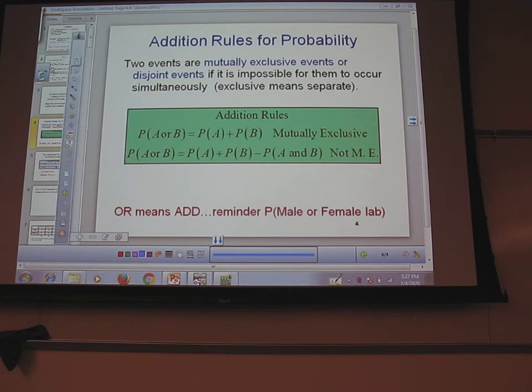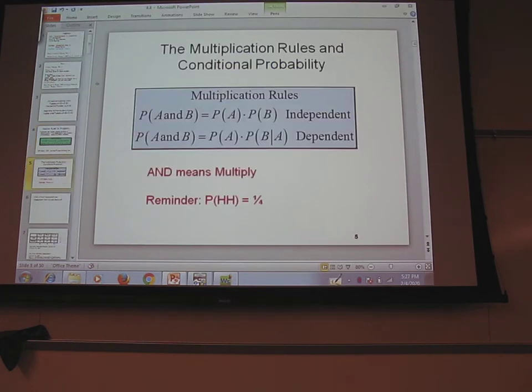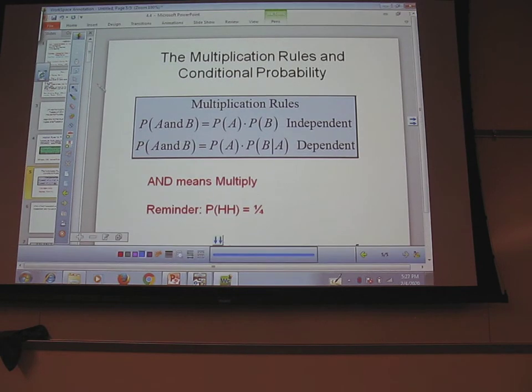The next one, initial rules for multiplication rules. Ria, read the first one. The probability of A and B is equal to the probability of A multiplied by the probability of B. Perfect, if they're independent. And then Alyssa, read the next one. The probability of A and B equals the probability of A times the probability of B given A, dependent.